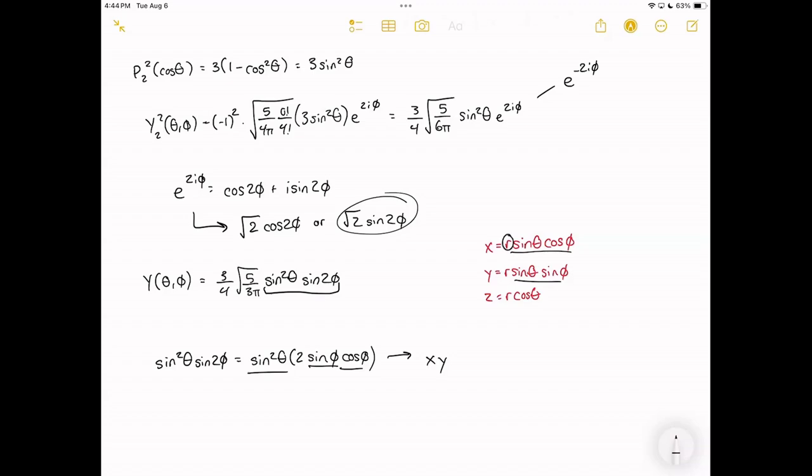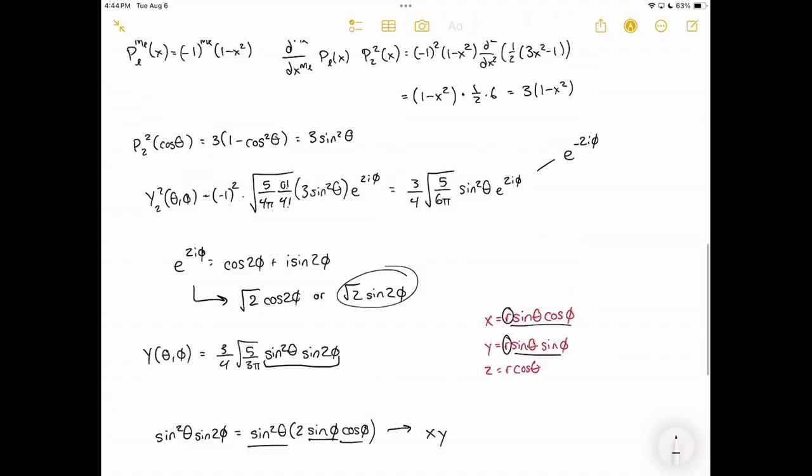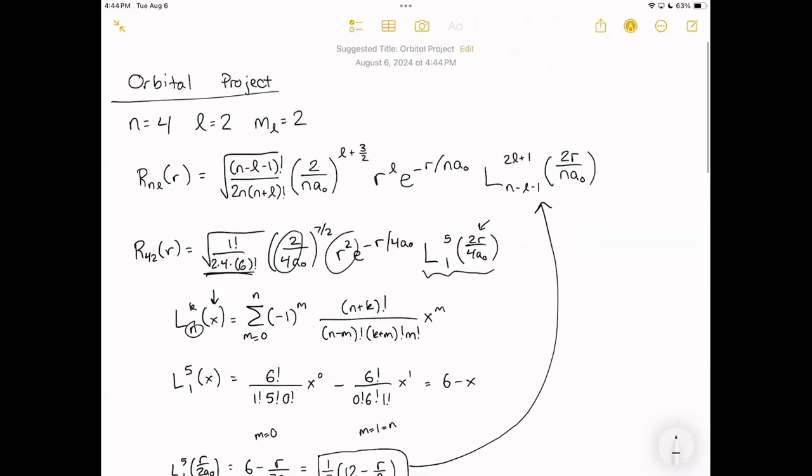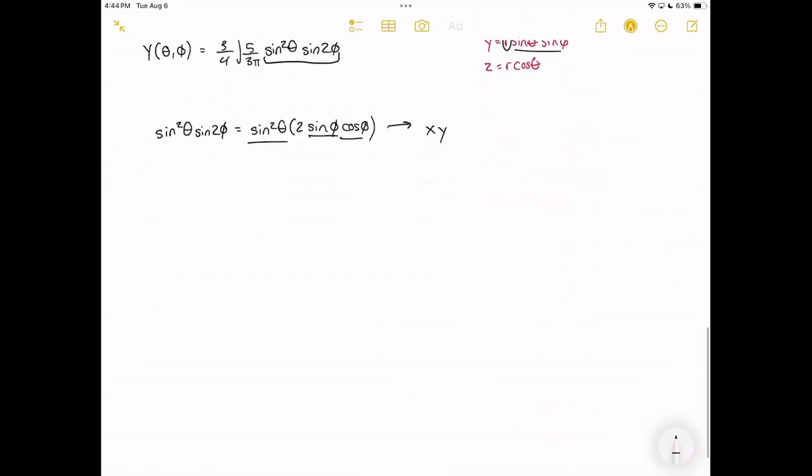You might be wondering where my r's are. And of course, they're right here. My r's are all the way up here in the radial distribution function. So they are there, they're accounted for. I'm just kind of skipping over that here.